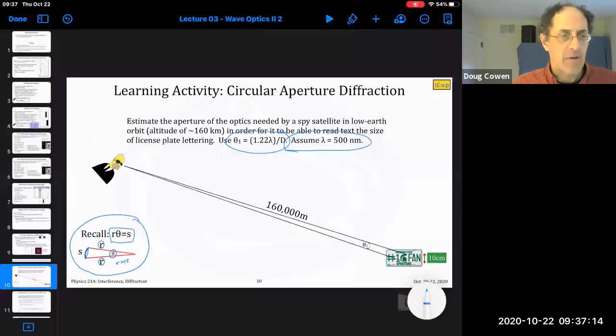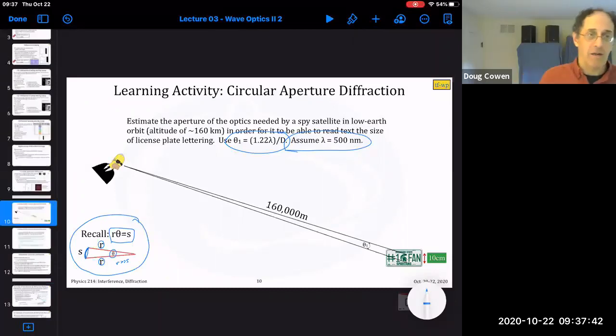Okay, I hope everybody's back in the main room now. Can you please put into the chat what you think the answer is here? How big does the optics have to be? What's the value of D roughly this satellite needs to have? Good, a lot of people are getting 0.976 meters, about 1 meter. That's correct. So that's a pretty large mirror that you have to send up into space.